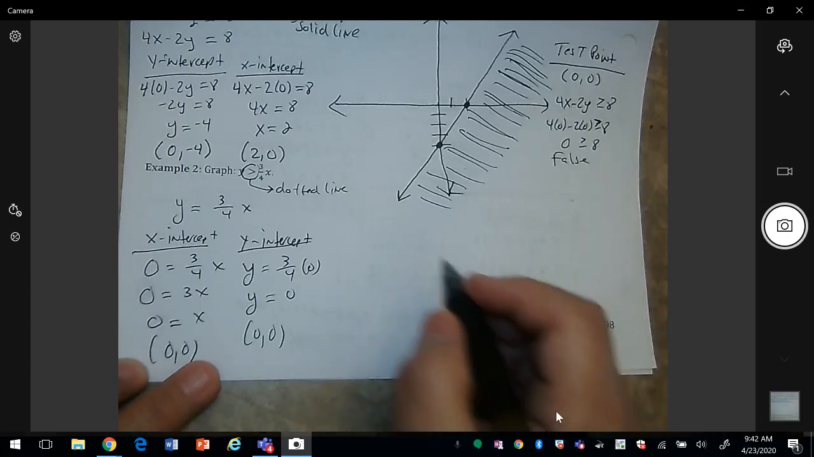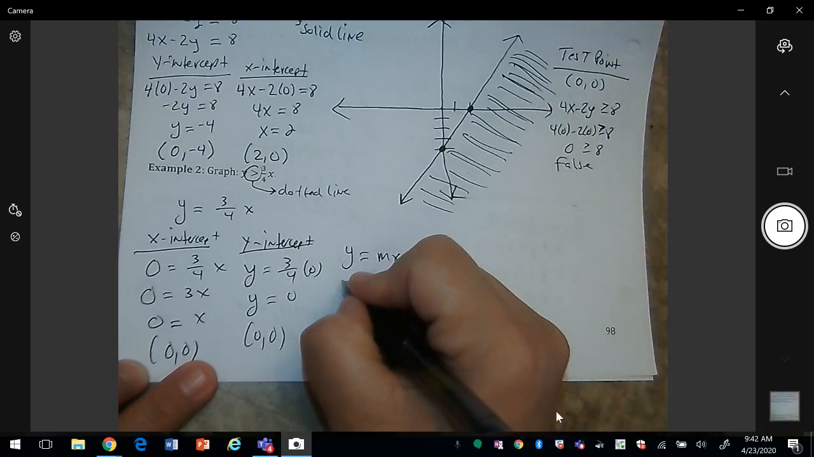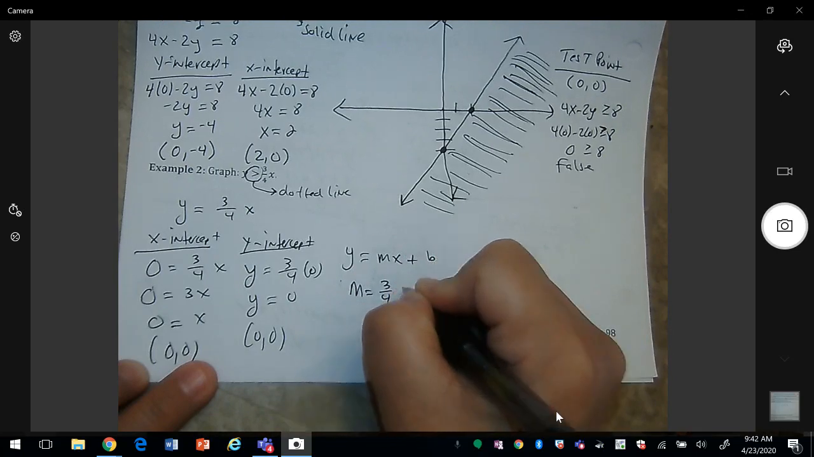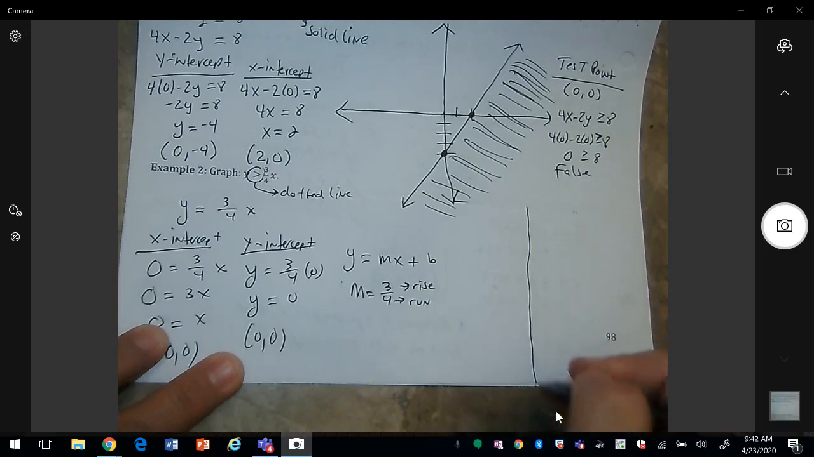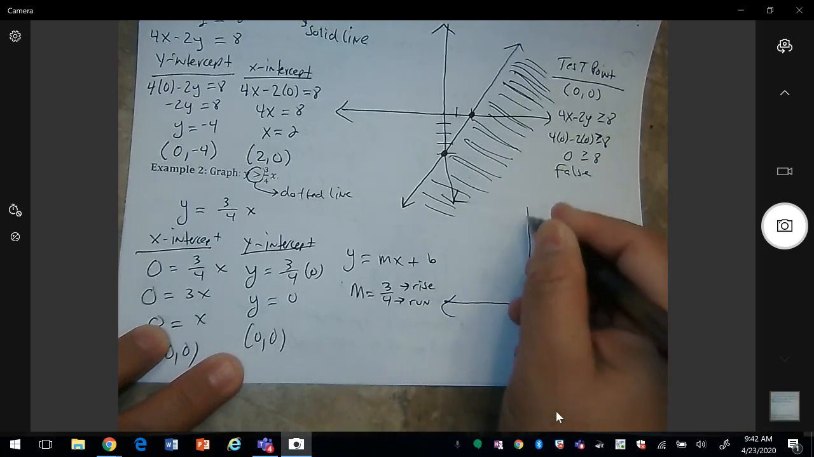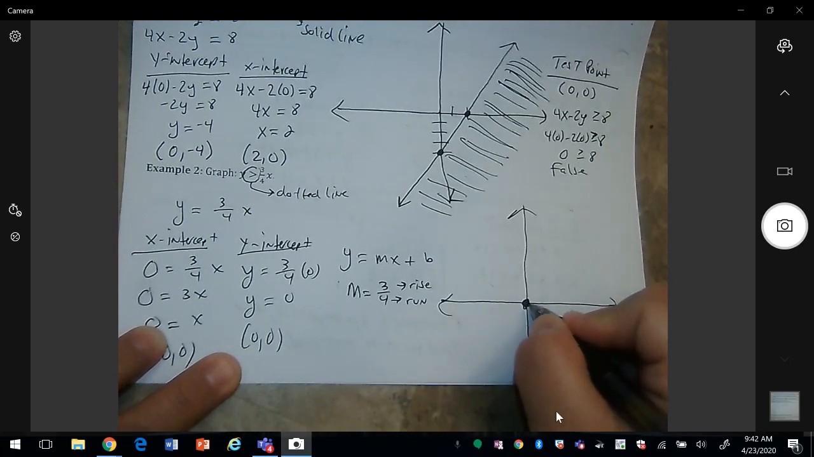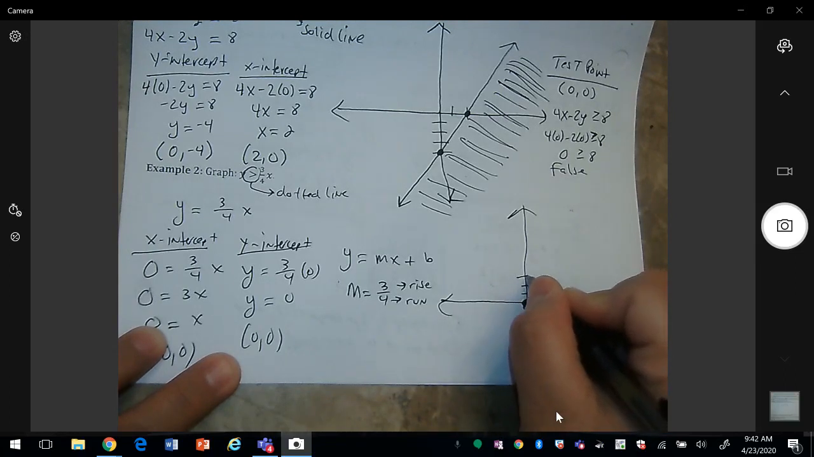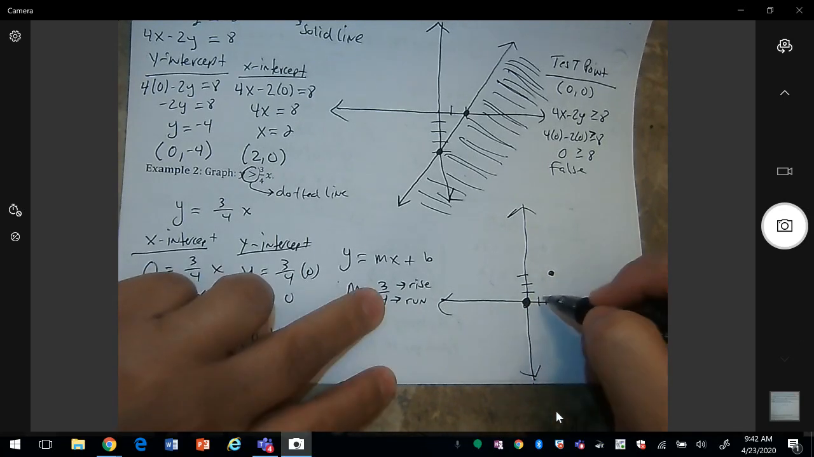So there are 2 options. We can graph using the slope and the y-intercept. In this example, our slope is 3/4, so we can use that as our rise and this as our run. So I start at my x-intercept and y-intercept at 0, 0. And then from this point, I'm going to go up 3, and go across 4 for the slope. And then I have a dotted line.